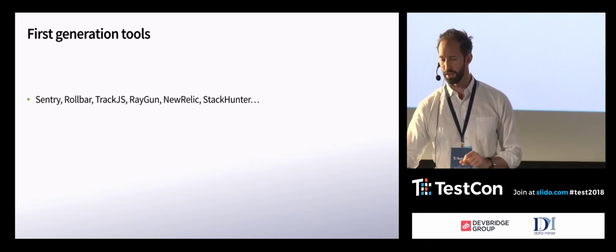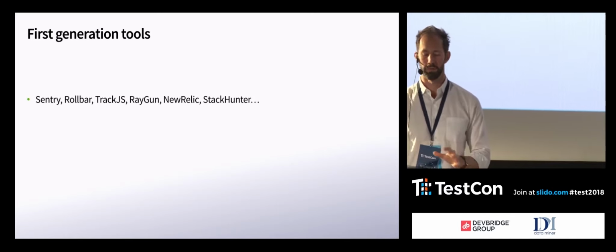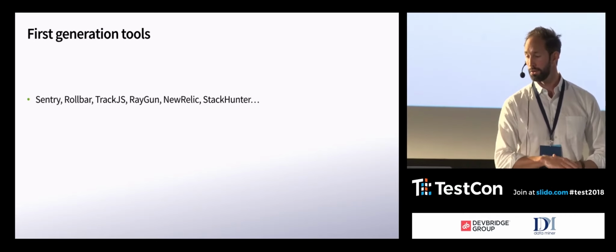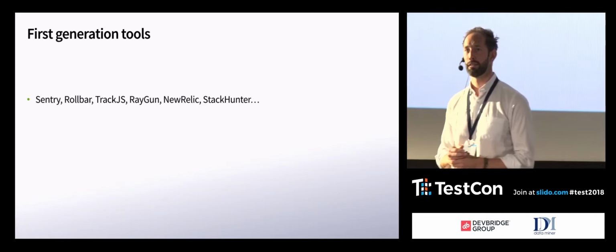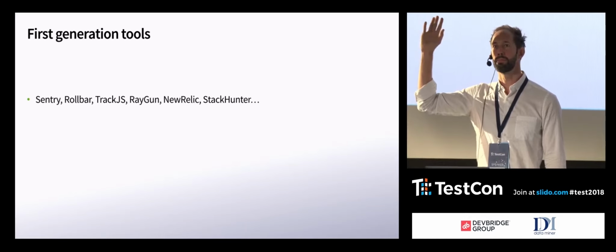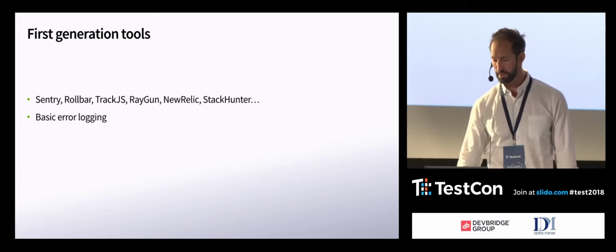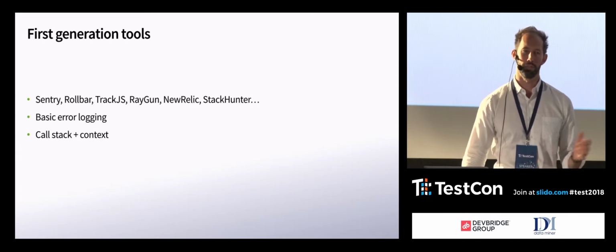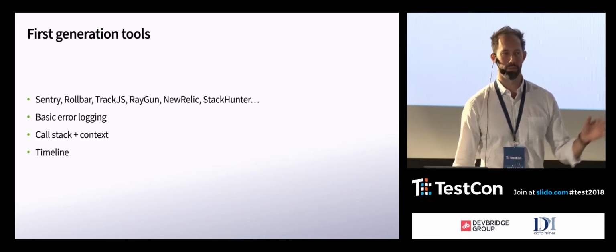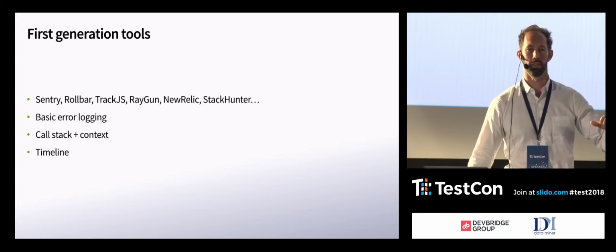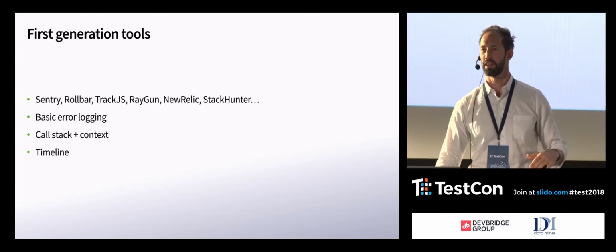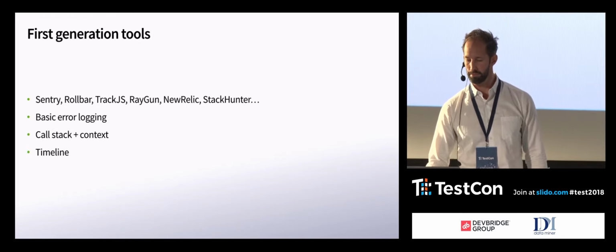So let's look at the first generation tools. Probably you have heard a few of these: Sentry, Rollbar, Track.js, Raygun, New Relic, Stack Hunter. Does anyone know these tools from before? Yeah, that's half. That's good. So basic error logging, giving you the call stack, maybe some extra context that you can add yourself. It gives you a timeline of what the user did, like a small book, you can just read a story of what happened during the session that led up to the error.